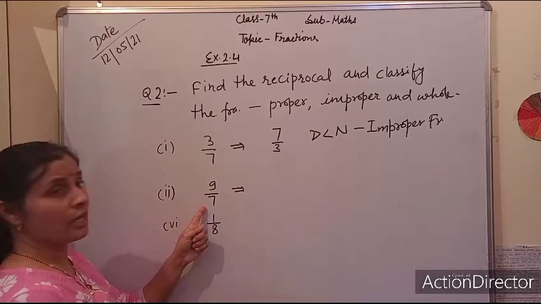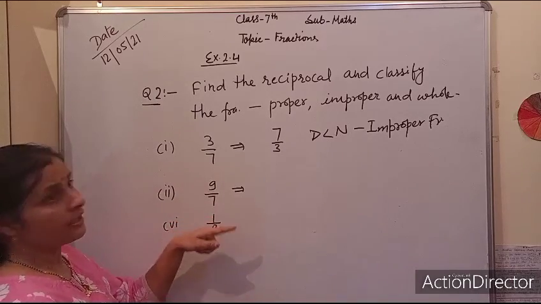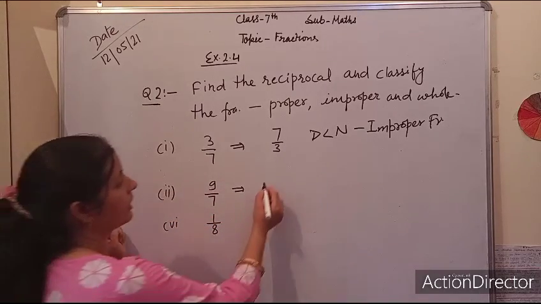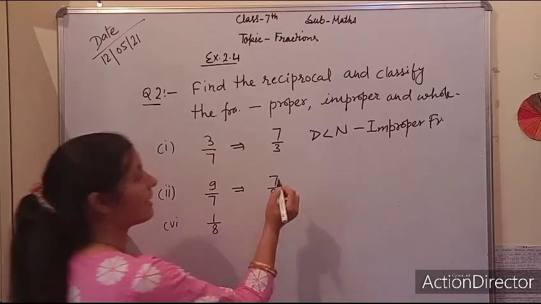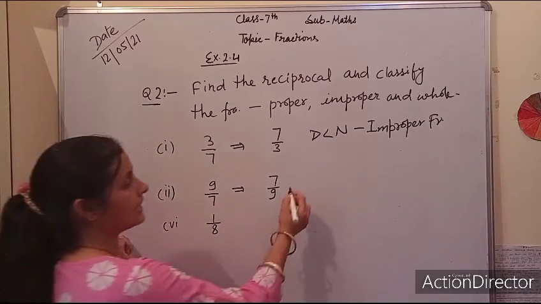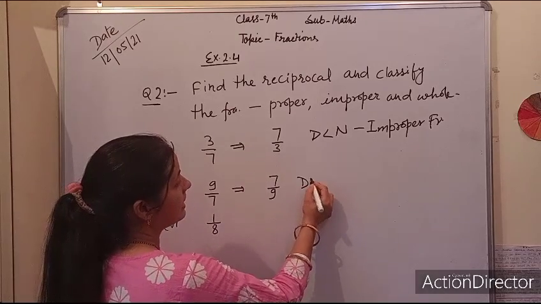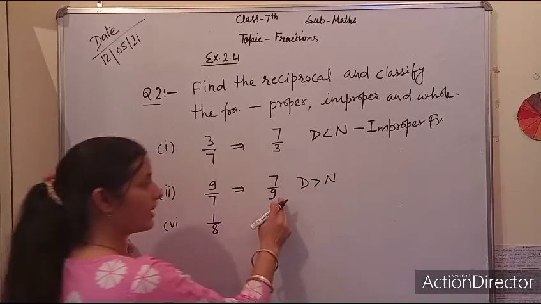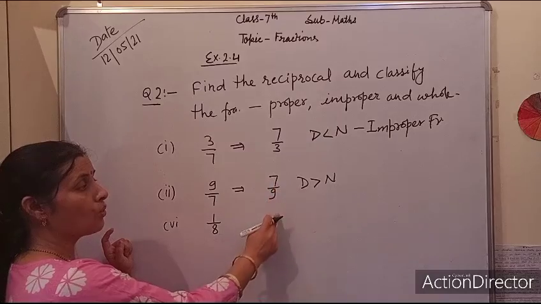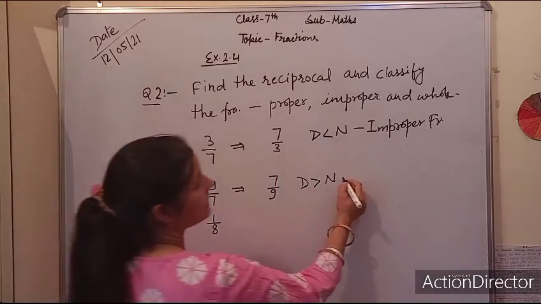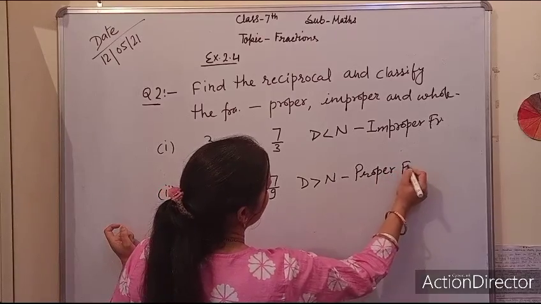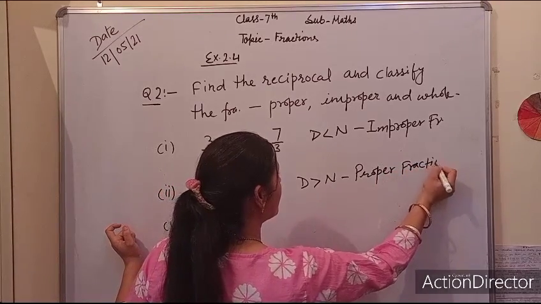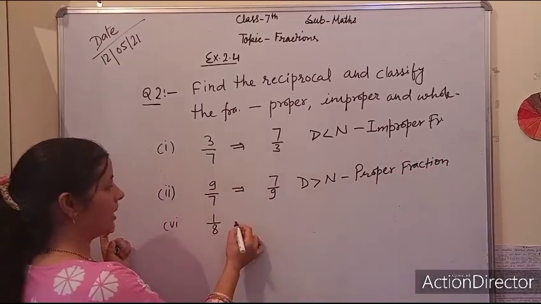Now here is written 9 upon 7. Convert it into its reciprocal. The reciprocal of 9 upon 7 will be 7 upon 9. Now you can see that the denominator is greater than the numerator. 9 is greater than 7. So which type of fraction is this? It is a proper fraction. Got it? Now come to the third one.